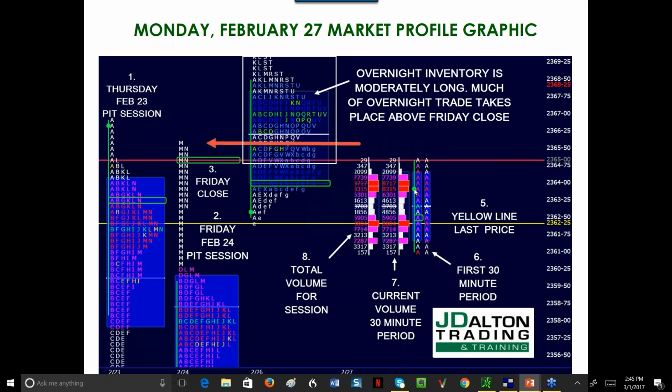Okay, the yellow circle here is the opening. Number 6, green. The green circle is the opening. The yellow line is the last trade. So as we look at the first slide, what we're looking at is the first 30-minute period. This is the opening, and this is the low for the first 30-minute period. This is the last trade.